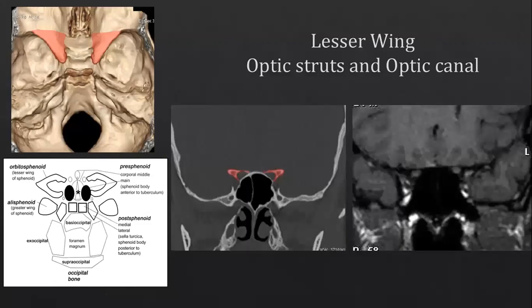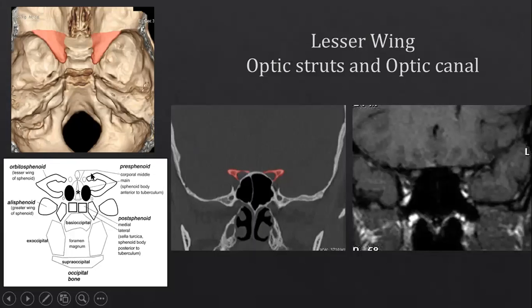Moving on to the lesser wing of sphenoid. Okay, so the lesser wing is a much smaller wing. It is located at the superior anterior aspect. So the vast majority of the middle cranial fossa is bound by the greater wing of sphenoid, but the lesser wing forms a very small portion anteriorly and superiorly, and that's what we are seeing here. These are the greater wings of sphenoid.